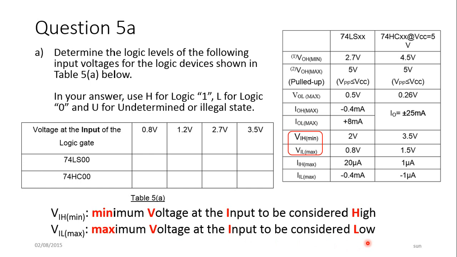The manufacturer of the device guarantees that when the voltage supplied at the input is equal or higher than VIH min, it will be considered as high, and when it is equal or less than VIL max, it will be considered as low. Any voltage level that falls between these two thresholds, its logic will be undetermined. That means that the manufacturer will not guarantee whether the logic is high or low.